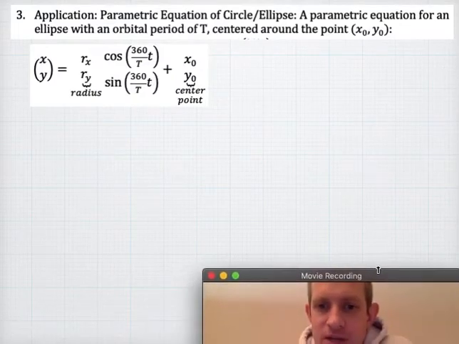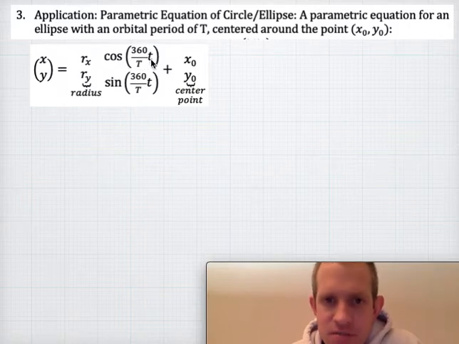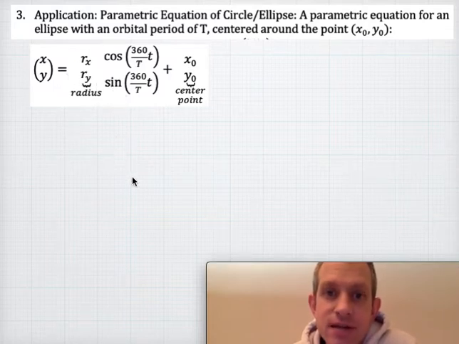One last application. This one is how to make a circle or an ellipse through parametric equations. So to do that, your equation is something times the cosine of something. This is an equation set up in degrees. That's why the 360 is there. That's a full circle. And then a center point over here. And a similar sort of equation for y, but using sine instead because sines are heights.